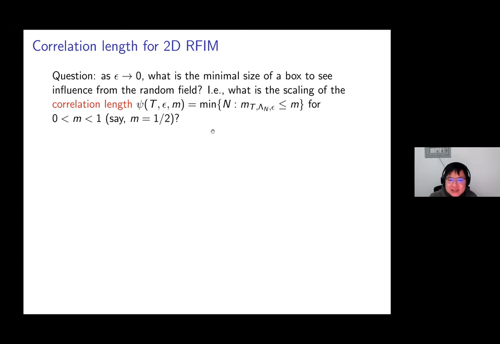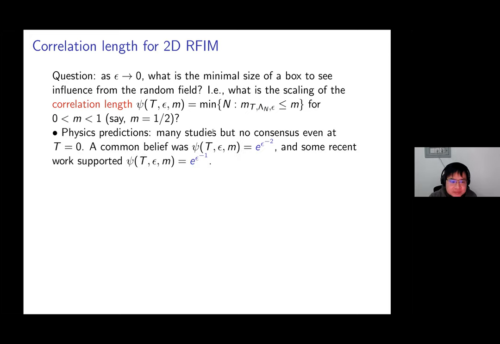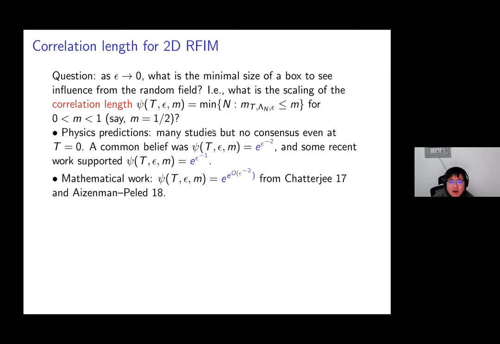Mathematically, this is defined to be the minimal scale so that the boundary influence is less than or equal to, say, a half. There have been many physics predictions on this, many studies using either simulations or non-rigorous methods. But there was no consensus even at zero temperature. A common belief was that the correlation length should be e to the epsilon to the minus 2. There has also been some recent work supporting e to the epsilon to the minus 1. On the mathematical side, as a byproduct of Chatterjee's and Ding-Xia's work, we have an upper bound of e to the epsilon to the minus 2.